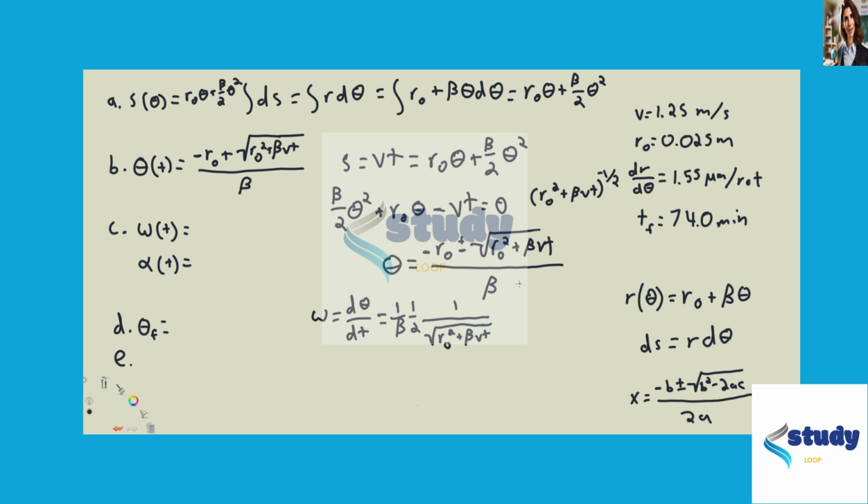And now times the derivative of the inside. r naught squared is a constant, so that'll be 0 again. So it'll just be times beta v. Now we can just do some cancellation here and consolidate. We will get v over 2 square root of r naught squared plus beta vt.